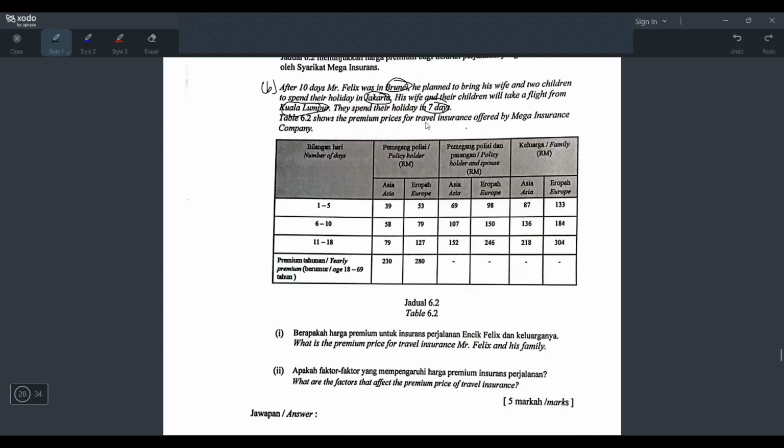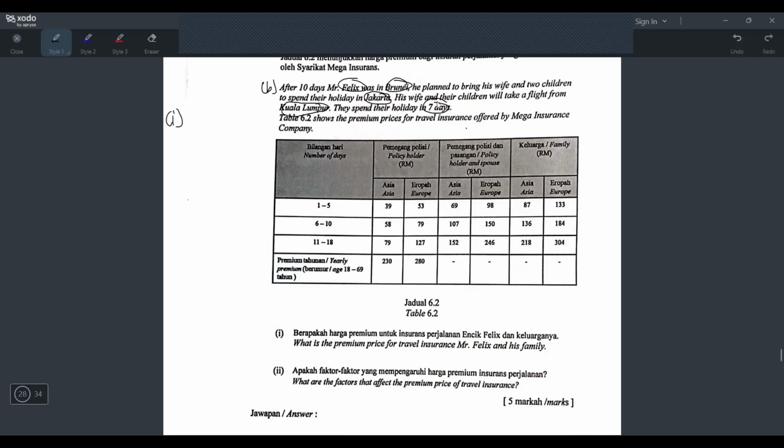Table 6.2 shows the premium price for travel insurance. I think this is the first travel insurance question I stumbled upon in all the trials this year. Number one, what is the premium price for travel insurance for Mr. Felix and his family? I think you have to calculate them separately because Mr. Felix is flying from Brunei to Jakarta, so his premium will be different from the wife and two children, because they are not going together. So for Mr. Felix, he's flying from Brunei to Jakarta and he's alone, right? So let's look at the table.